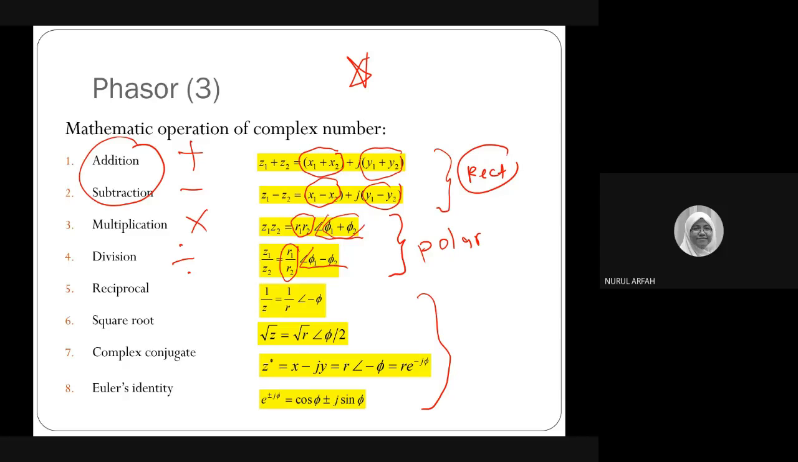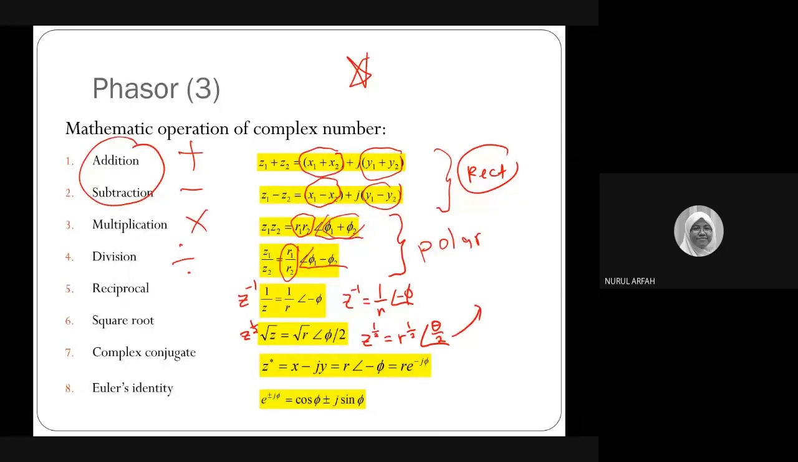And then for reciprocal, this is Z inverse. How to solve this? Z inverse is going to have the inverse of the amplitude, and a negative theta. What about this square root of Z, the power of 1/2? Mathematically, this is equal to the square root of R, and then for the theta, you divide by 2.